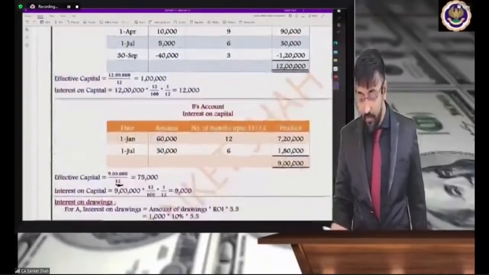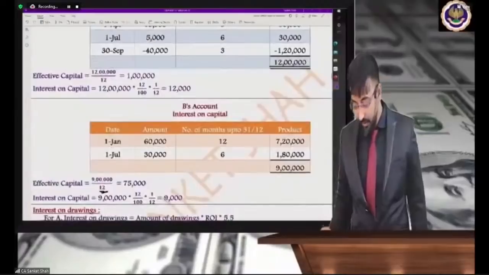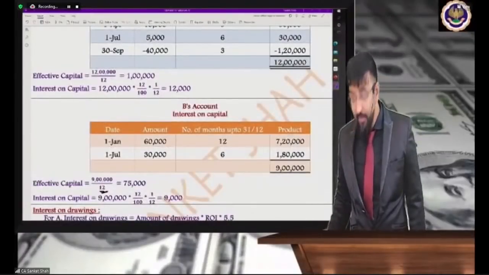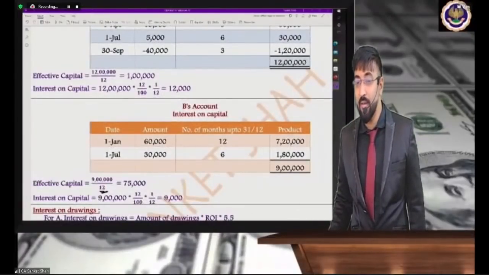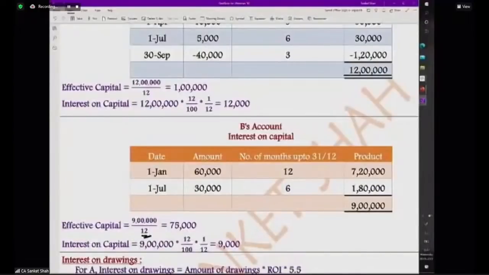Okay, so this is B's answer. You can take a screenshot. Correct answer is 75,000 and 9,000. Palak, you are not getting the answer. How much? Effective capital 90,000.